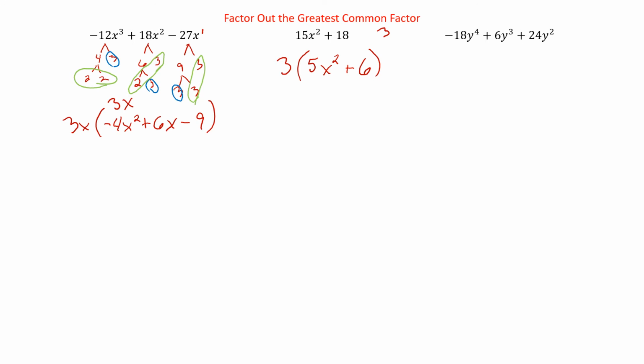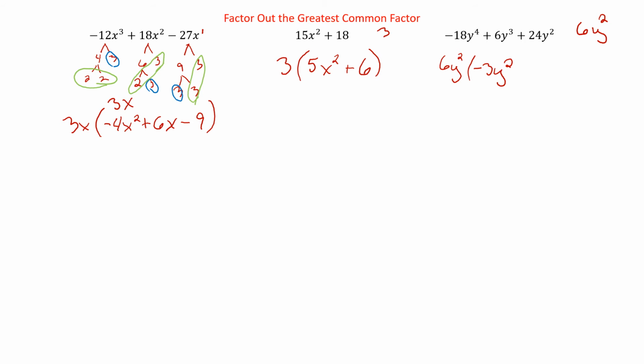Over here, our greatest common factor was 6y squared. So we'll start out with 6y squared. And then times what equals negative 18y to the 4th? Well, 6 times 3 equals 18, so it needs to be negative. So we have negative 3. And then y squared to y to the 4th, we need 2 more. And then 6 times, well, 1 equals 6, so we don't need a number.